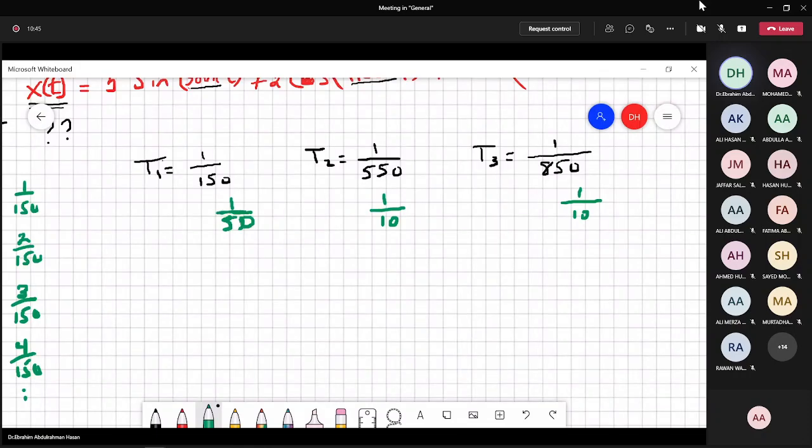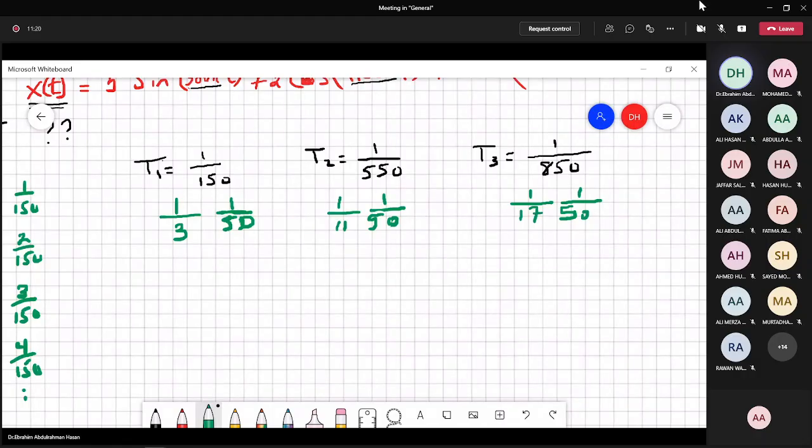Similarly, if you take 5 here, then we have 5 multiplied by 10, which is 50. And similarly for this one, what is left is 1 over 3. And 550 divided by 50 is equal to 11. And 85 divided by 5 is equal to 17.